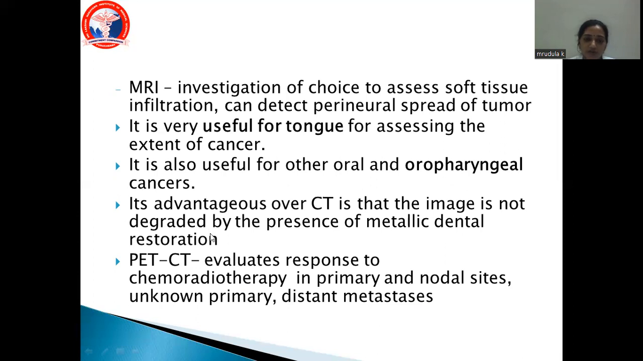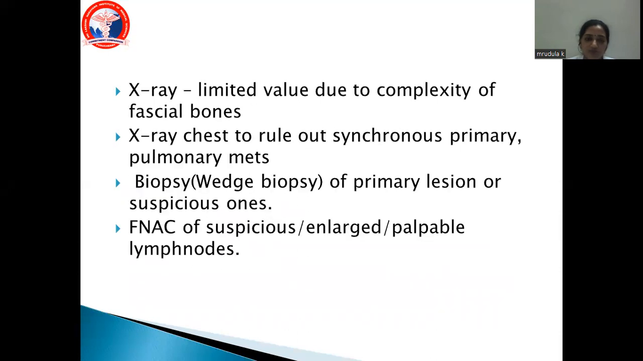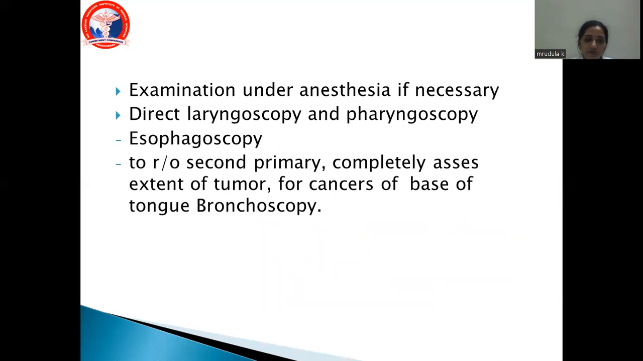So PET-CT can also be done, which evaluates the response to chemotherapy in primary and nodal sites, and in cases with unknown primary and distant mets. Ultrasound of the neck is useful for ultrasound-guided aspiration of the nodes and for surveillance of the patients, and also for detection of any other secondary growths after N0 neck management. X-ray we can do for facial bones, and wedge biopsy of the primary lesion can be done in suspicious cases, and FNAC of the lymph nodes can be done.